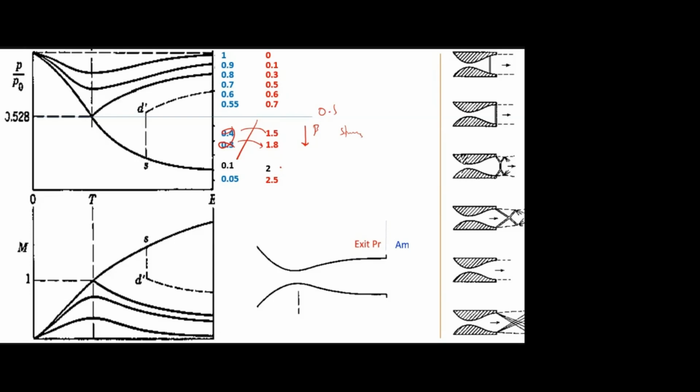But here what happened? If I keep on decreasing this pressure ratio, I may get 3, 4, 5. Here I have 2, then there is an expansion fan. That expansion fan converts that 2 to 2.5, then 3, 4, 5. That means expansion fan strength is increasing. Is it clear? Yes, sir. Okay. So for a decrease in pressure ratio, oblique shock strength is decreasing, but expansion fan strength is increasing.